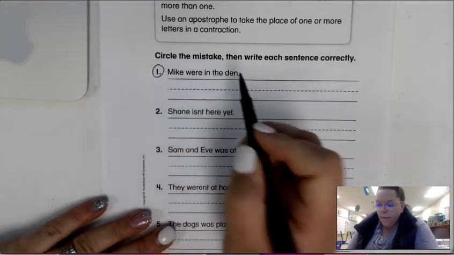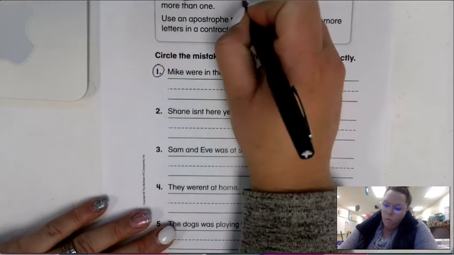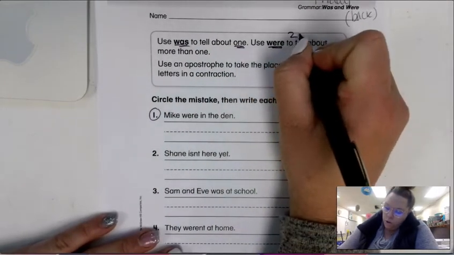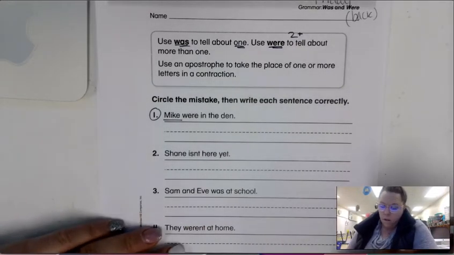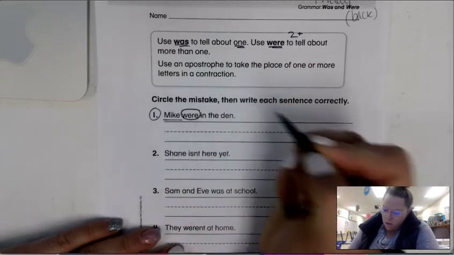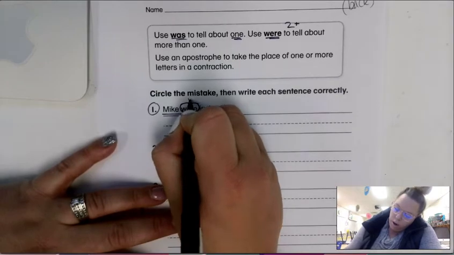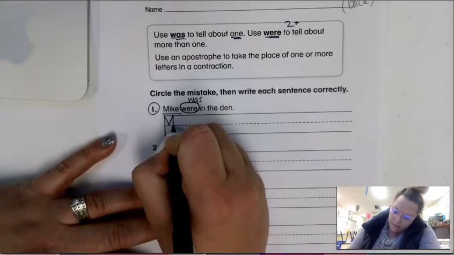Mike were in the den. Was talks about one person, place, or thing. Were talks about 2 or more. Mike is one person. So we can't say Mike were in the den. So you need to circle were. It needs to be Mike was in the den. So I'm going to put was there so I don't forget. And now I have to rewrite my sentence.